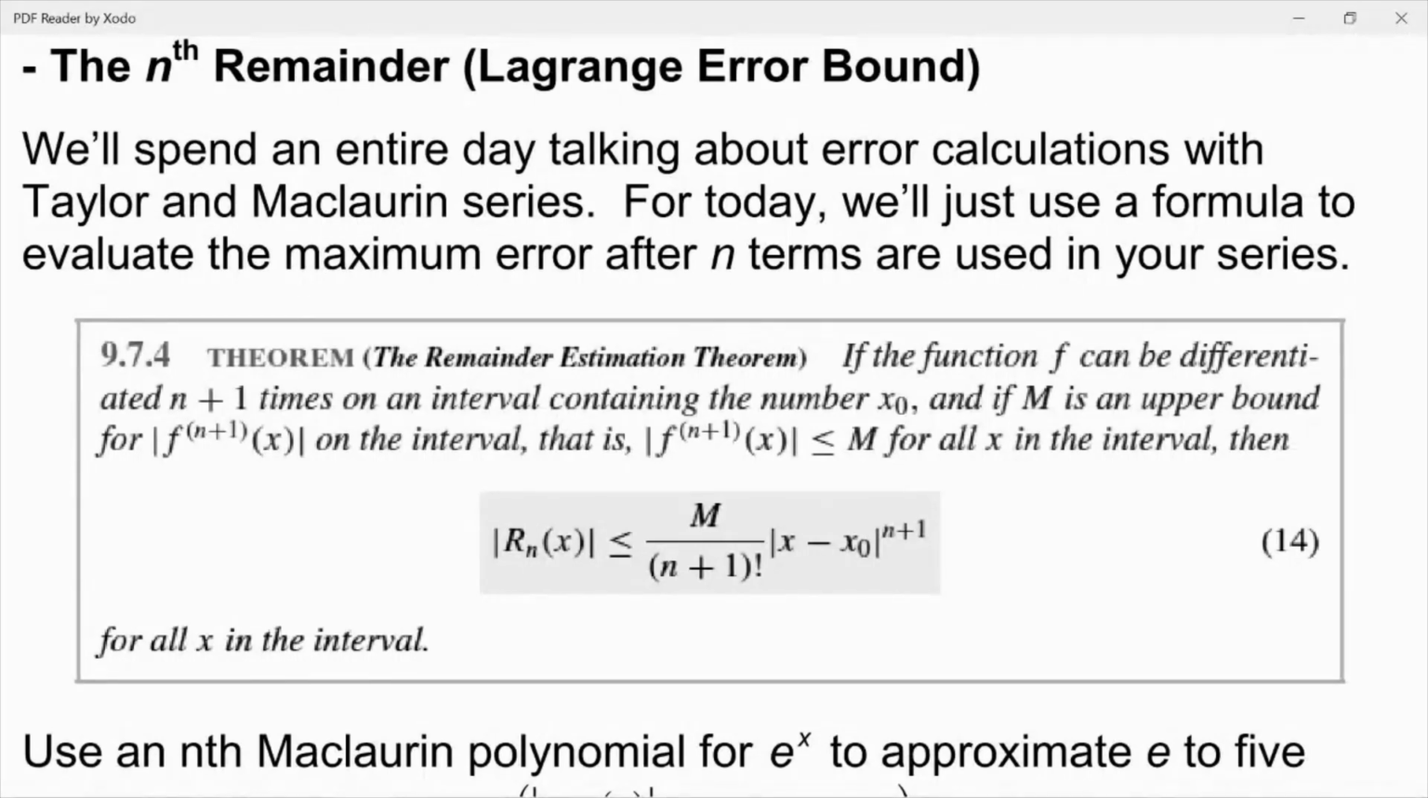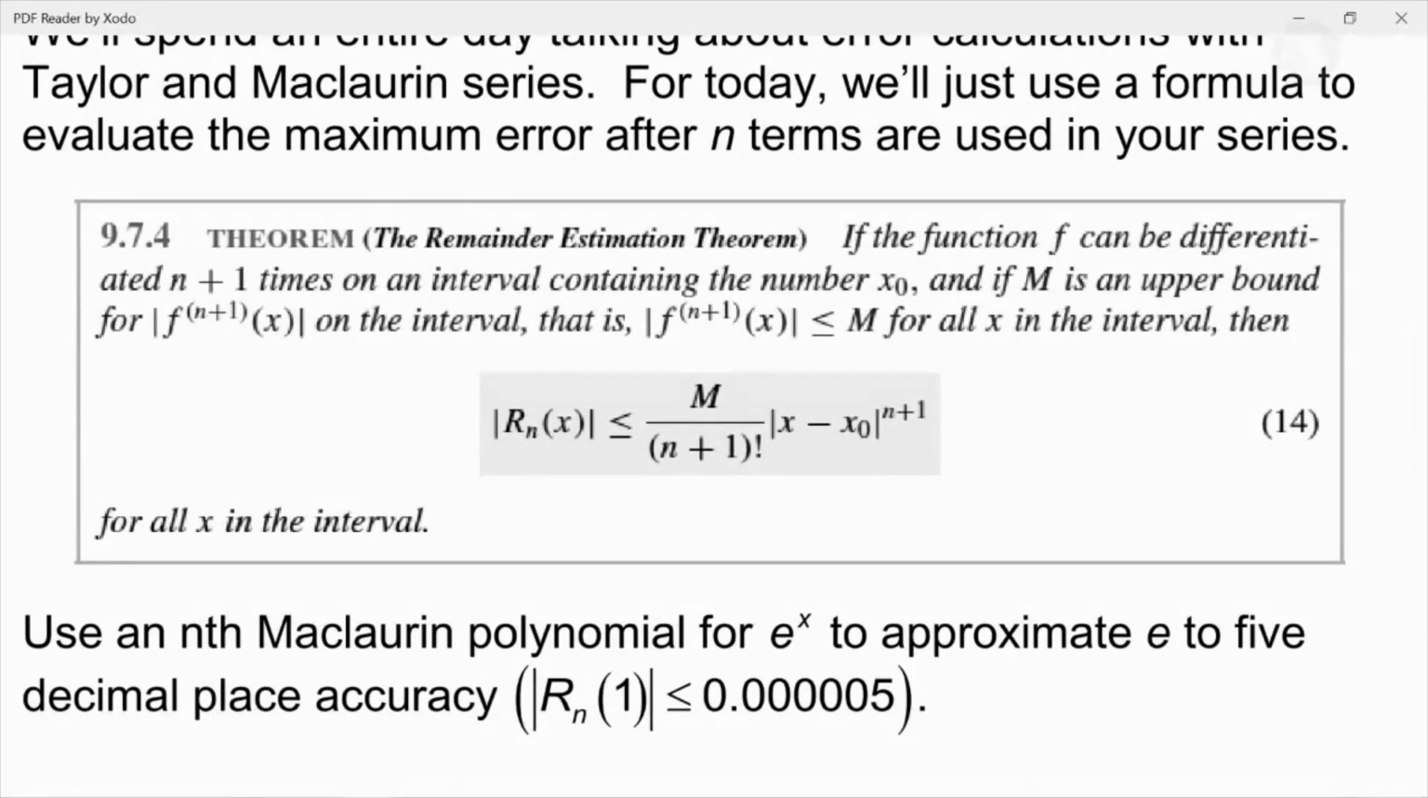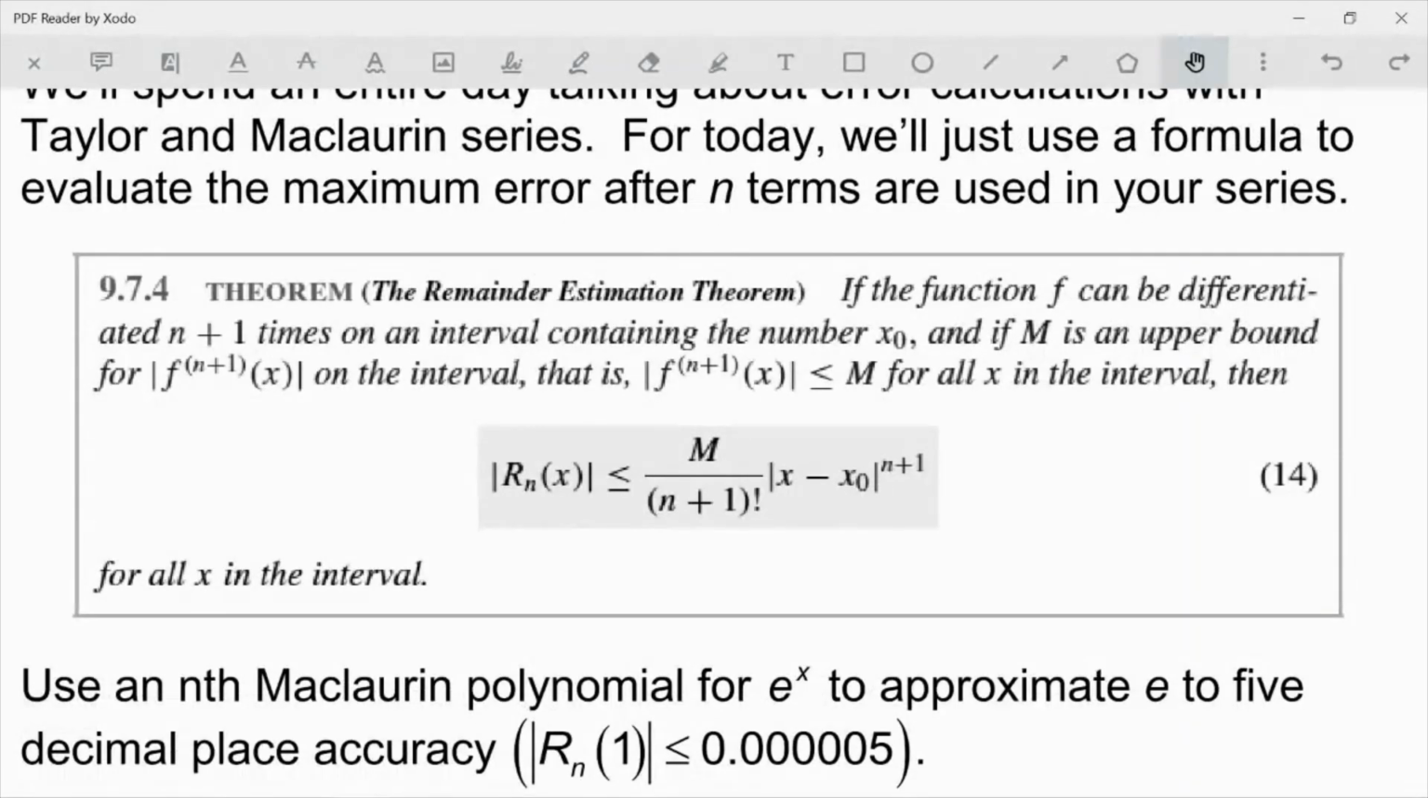When we look at a Lagrange error bound, your book calls it the remainder estimation theorem. It's the same thing. What we're saying is the remainder after our polynomial of n terms. Remember, when we say the remainder, that means if we cut off our series after 5 terms and add up terms 6 all the way to infinity, how much did we leave off? That's the remainder. So the remainder after a certain number of terms has to be less than or equal to M.